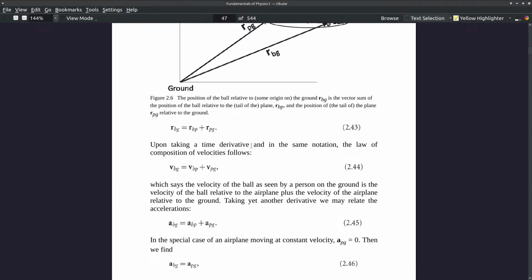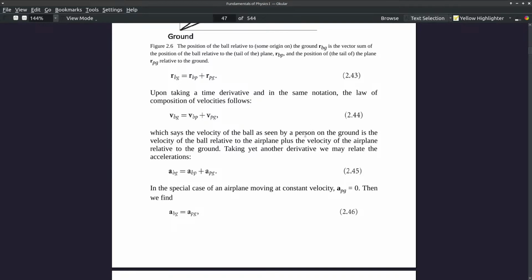Upon taking a time derivative, and in the same notation, the law of composition of velocities follows. VBG equals VBP plus VPG, which says the velocity of the ball as seen by a person on the ground is the velocity of the ball relative to the airplane plus the velocity of the airplane relative to the ground. Taking yet another derivative, we may relate the accelerations: ABG equals ABP plus APG.